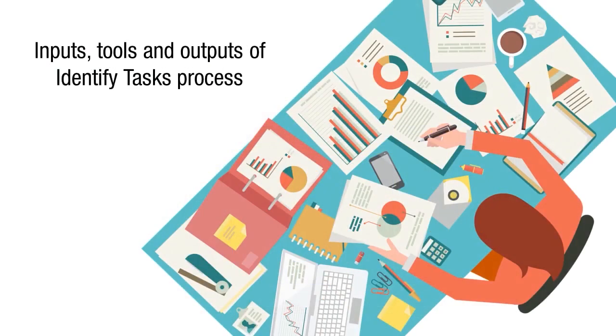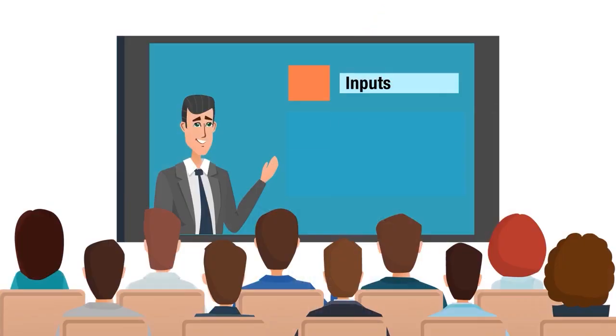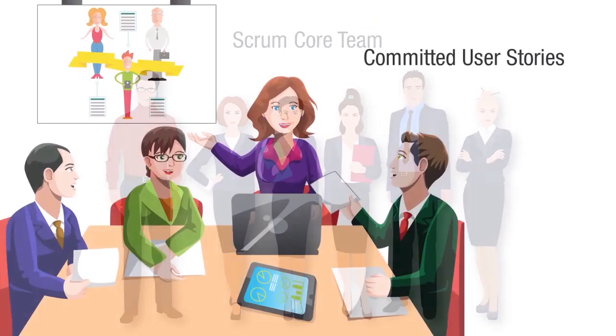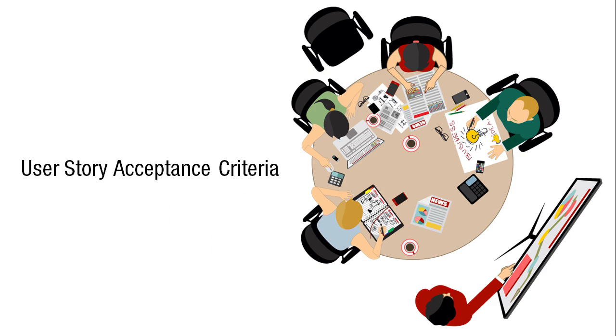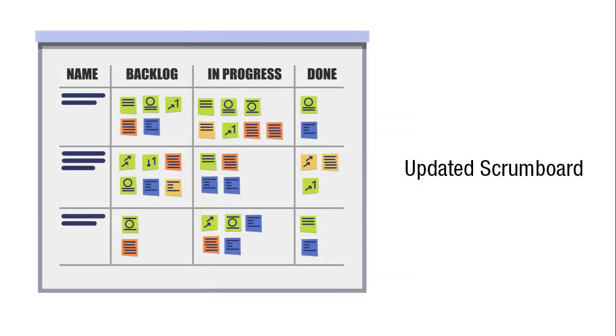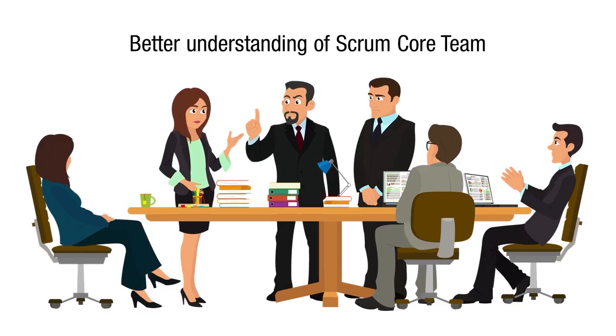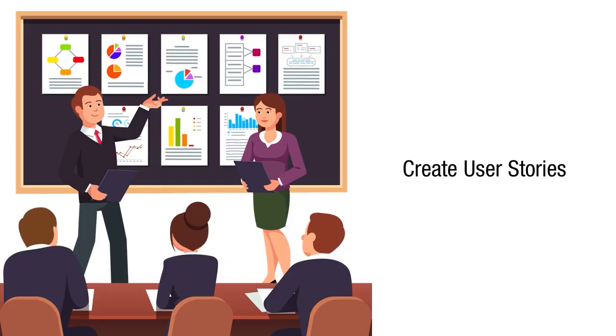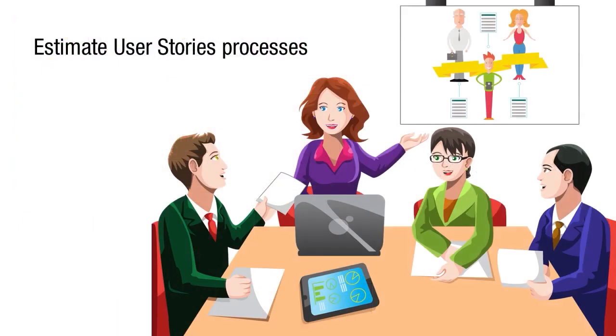Now let's discuss the mandatory inputs, tools, and outputs of the Identify Tasks process. The mandatory inputs, tools, and outputs of this process are Scrum Core Team, committed user stories, acceptance criteria, Sprint Planning Meetings, task list, and updated Scrum board, respectively. For a better understanding of Scrum Core Team, please refer to the discussion on the inputs of the Create User Stories and Estimate User Stories processes.